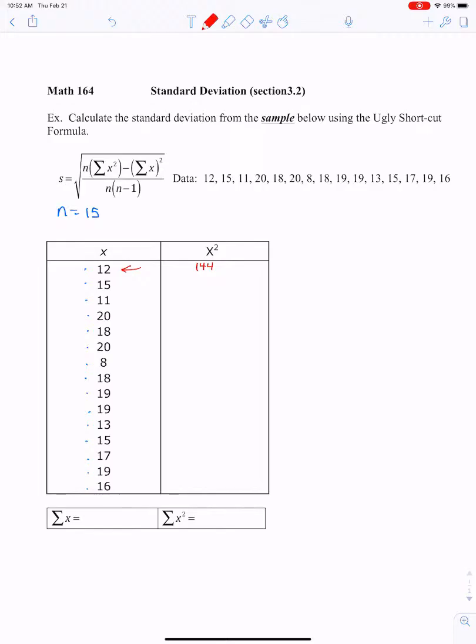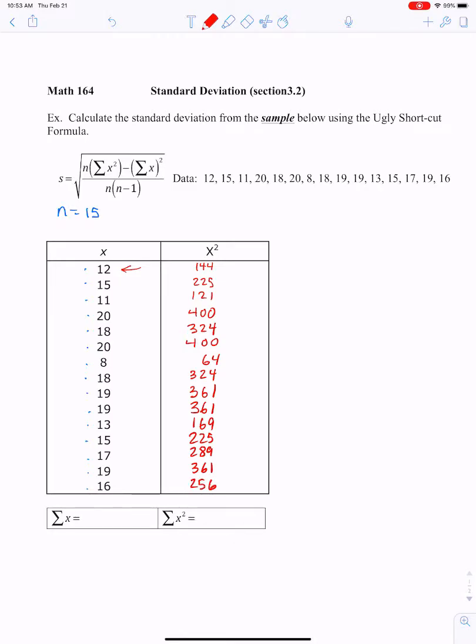144. 15 squared is 225. 11 squared is 121. 20 squared is 400. 18 squared is 324. 20 squared is 400 again. 8 squared is only 64. 18 squared is 324. 19 squared is 361. 19 squared is 361. 13 squared is 169. 15 squared is 225. 17 squared is 289. 19 squared is 361. And 16 squared is 256.